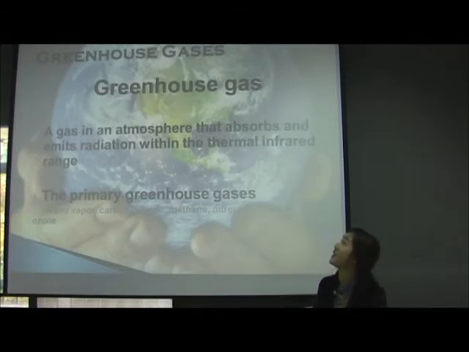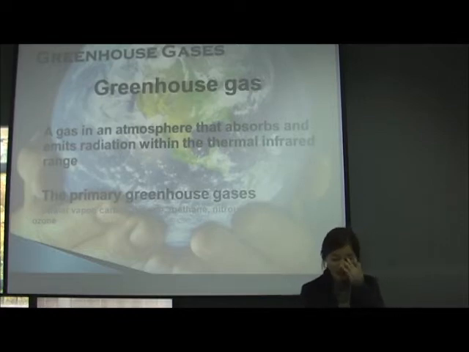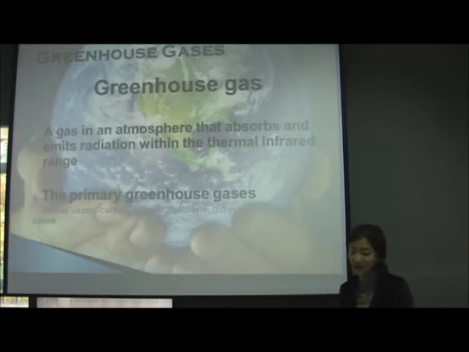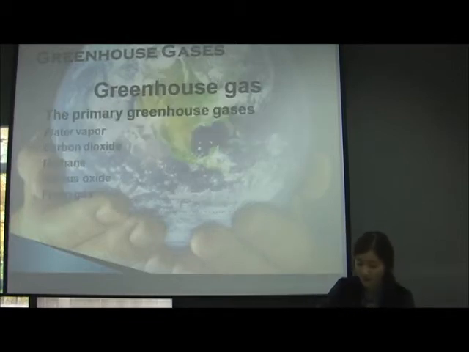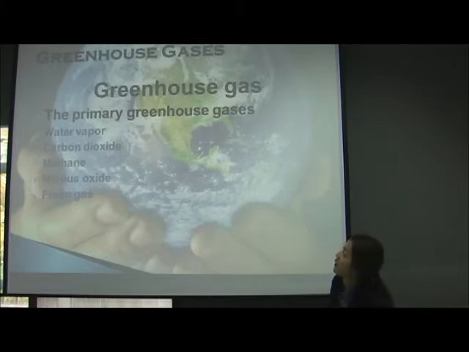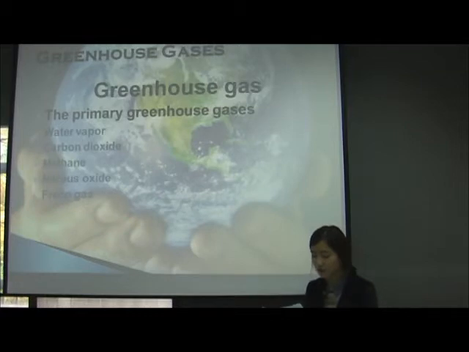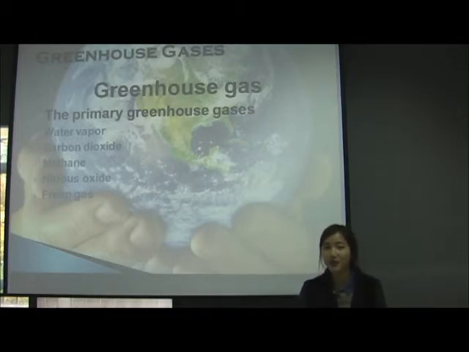And next, a greenhouse gas is a gas in the atmosphere that absorbs and emits radiation in the infrared range. These are the primary greenhouse gases. Carbon dioxide comes from the use of fossil fuels and fire from deforestation. And since the Industrial Revolution, carbon dioxide emission has been increasing continuously, and it is a big problem.